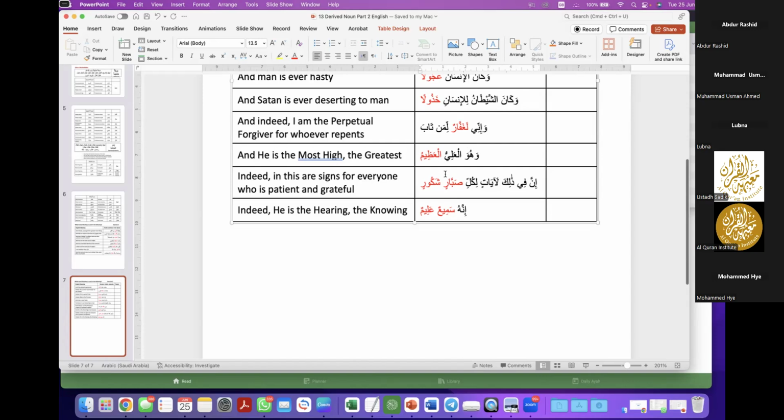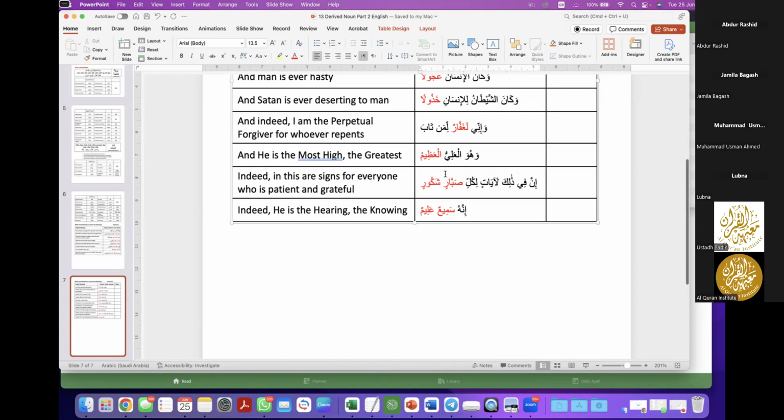It's a nice verse. وَهُوَ الْعَلِيُّ الْعَظِيمُ. And He is the Most High, the Greatest. Sister Jamila. وهو العلي العظيم.